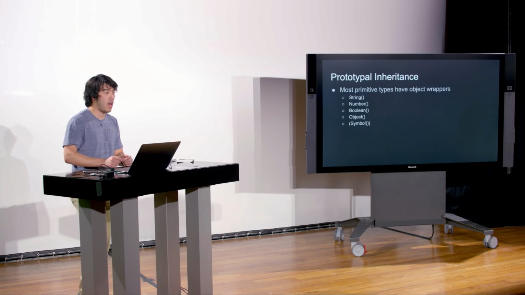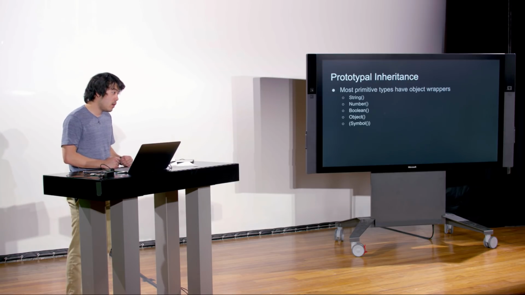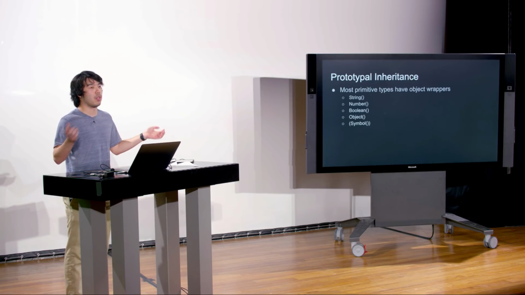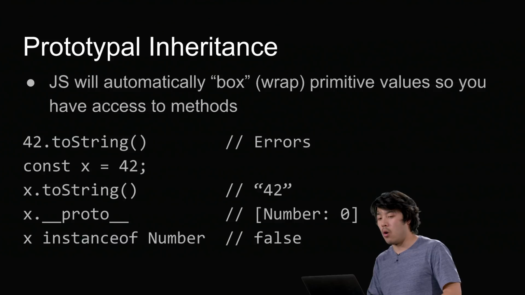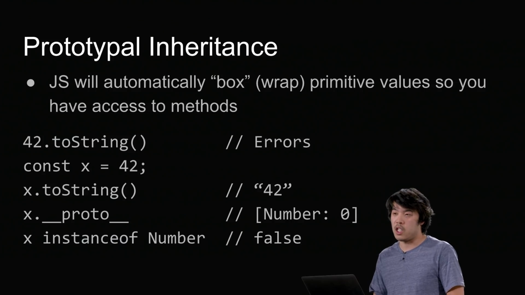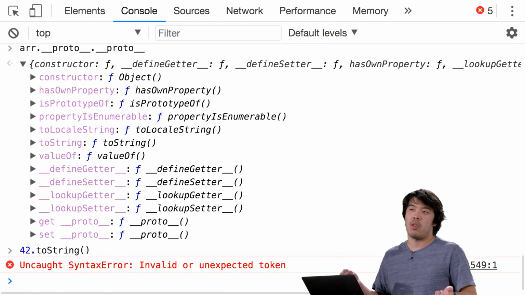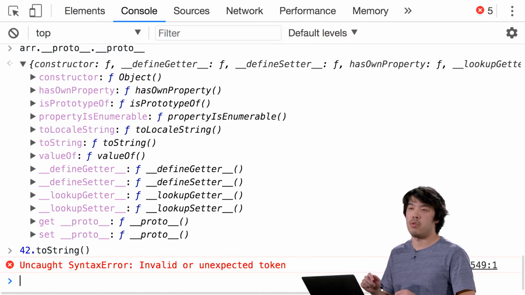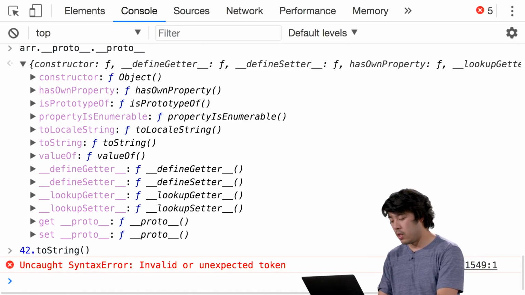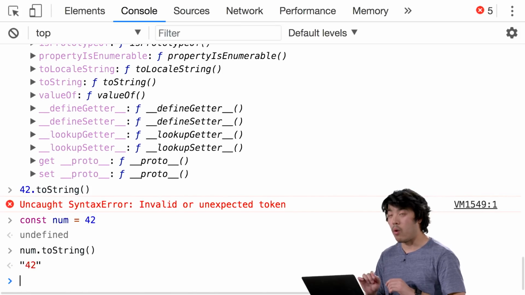Cool. So most primitive types have object wrappers. We talked about how primitive types don't have any methods associated with them, but primitive types also have wrappers that have prototypes associated with them. What the heck does that mean? If I were to do 42.toString, it's going to be like, what the heck do you mean? I told you that these primitive values don't have methods, so 42.toString doesn't really make sense. But say I were to do const num = 42 and did num.toString, that will actually do something.